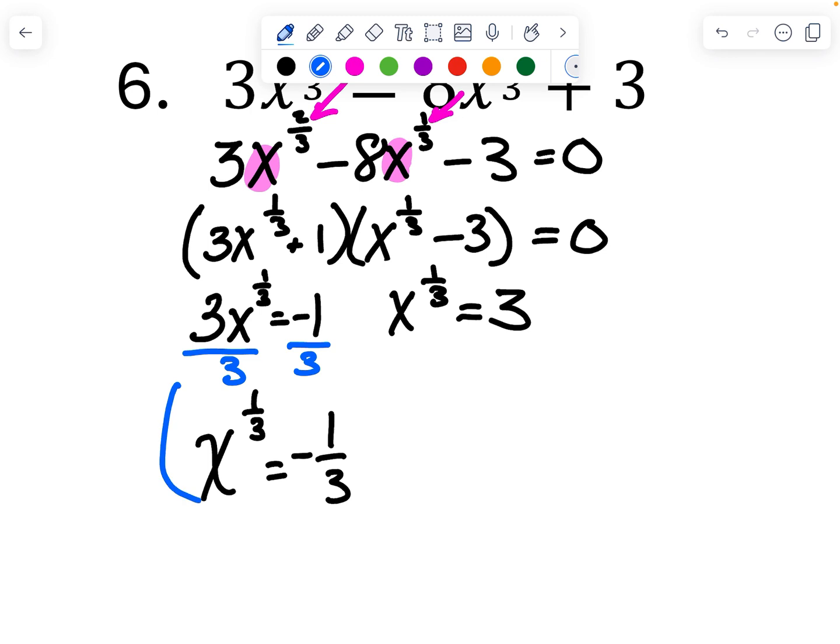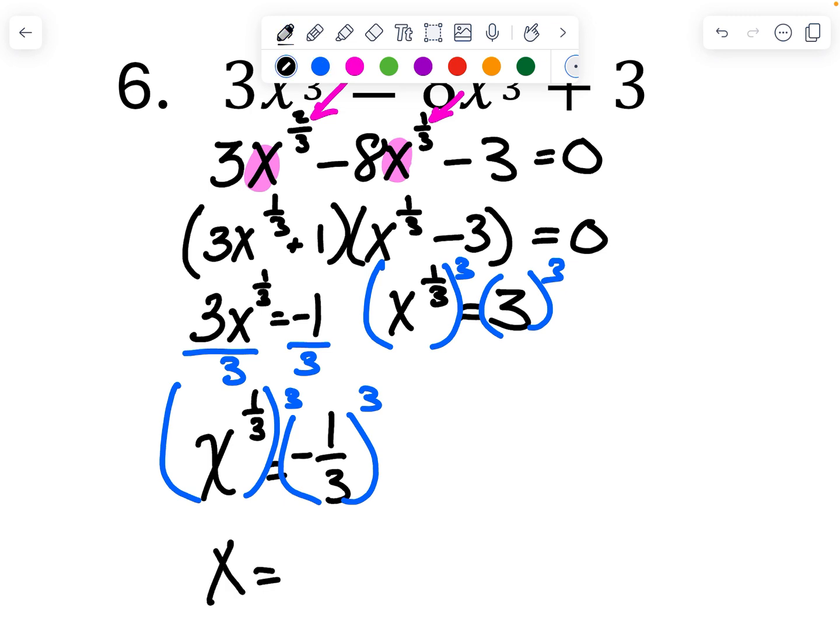Then we're going to take this to the power 3. We're going to wrap this in parentheses to the power 3. And that's going to give us x equals a negative 1 over 27. And this is going to give us x equals 27.